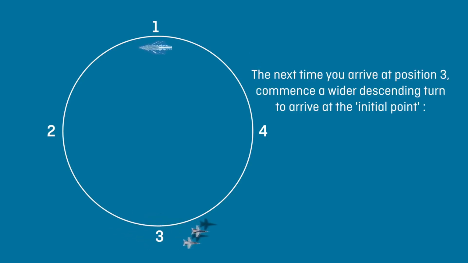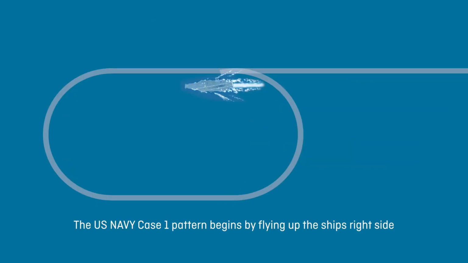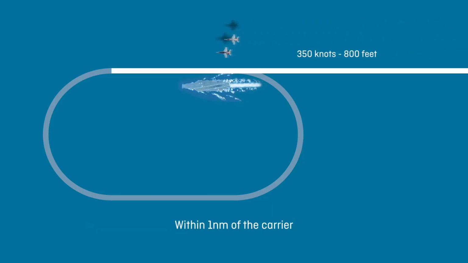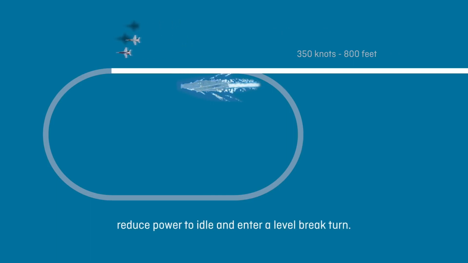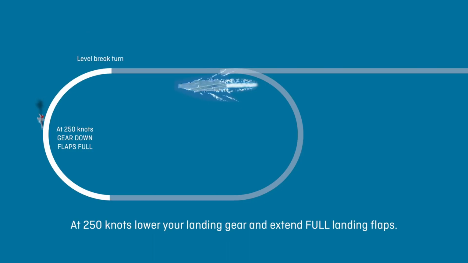The next time you arrive at position 3, commence a wider descending turn to arrive at the initial point, 3 nautical miles behind the carrier at 350 knots and 800 feet. The US Navy Case 1 pattern begins by flying up the ship's right side at 350 knots and 800 feet. Within 1 nautical mile of the carrier, reduce power to idle and enter a level brake turn. At 250 knots, lower your landing gear and extend full landing flaps.